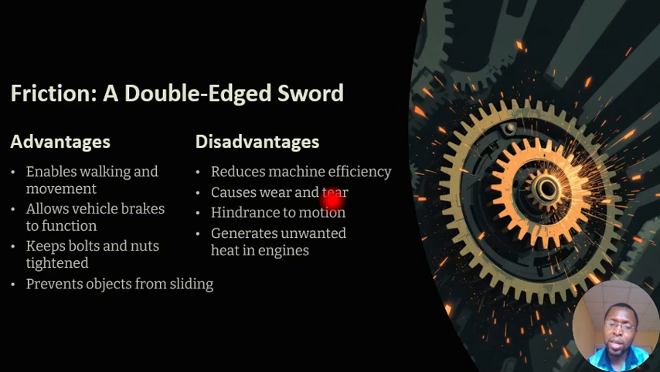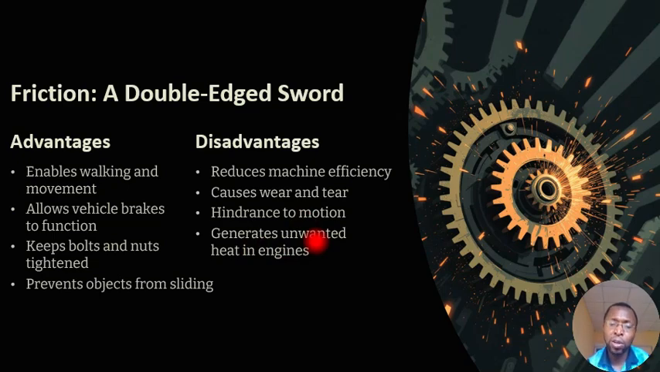And when it's tearing off, it eventually damages that surface. All right, and another disadvantage is that friction hinders motion. Imagine you want to move very fast, and there is a force restricting your movement. Definitely you will not get to your destination faster. So it hinders motion, and lastly, friction generates unwanted heat in an engine.